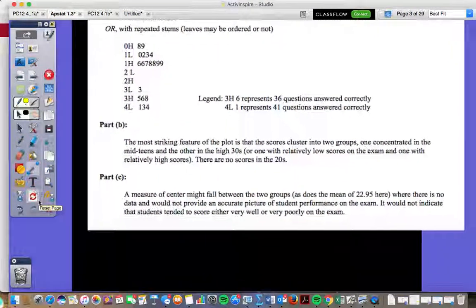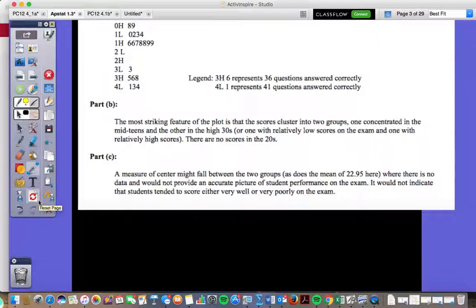We're going to move this up. Part B says this. It asks to describe the most striking difference, okay? How many of you did socks of some kind? Y'all did socks, okay? If you did socks, you could still get this right, but let's read what they said. It said the most striking feature of the plot is that the scores cluster into two groups, one concentrated in the mid-teens and the other in the high 30s. There are no scores in the 20s, okay?